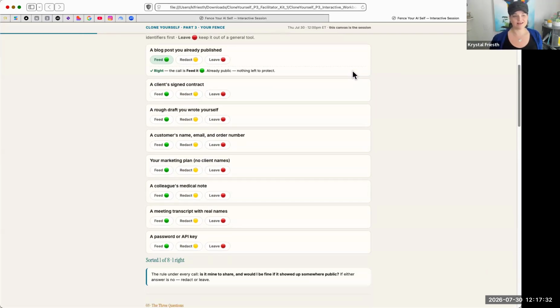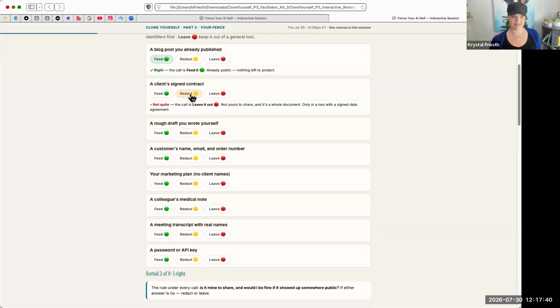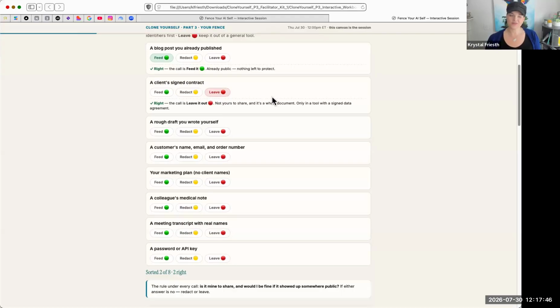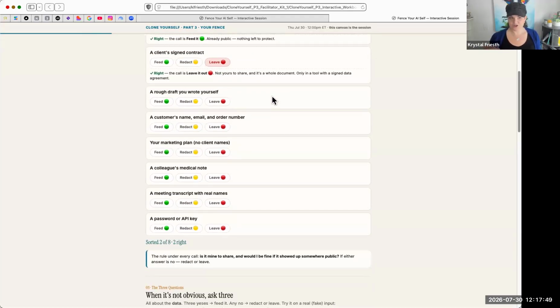Now, what about a client signed contract, right? 1, 2, or 3. Green to red. All right, I'm getting a lot of redacts. Oh, not quite, guys. So leave it out, right? It's not yours to share, and it's a whole document, right? Only in a tool with a signed data agreement would you want to process that information. And so talk to your legal team if you have one, or talk to the person who owns fully executed contracts. If you don't have a policy or a guidance document around it, now's the time, right, to start creating these so that people aren't working in a vacuum after the fact, right?